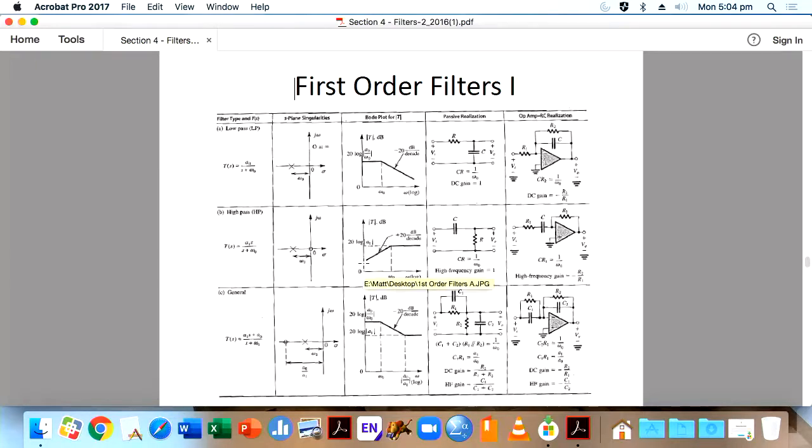Then the high pass filter, it will be transmitting only high frequencies and attenuating low frequencies. And then you can design using a simple capacitor and resistor. Then again you can use an op-amp combination.